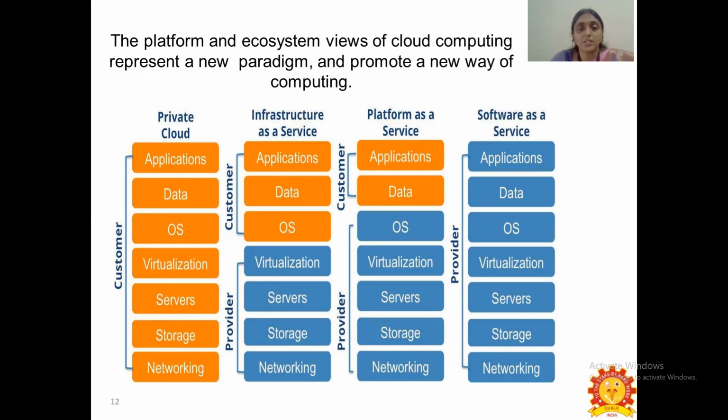And in platform as a service, the applications and data are controlled by the customer, whereas the operating system, virtualization, servers, storage, and networking are controlled by the provider. And in software as a service, the parameters are all controlled by the provider. Here, the parameters include the applications, data, operating system, virtualization, servers, storage, and networking.